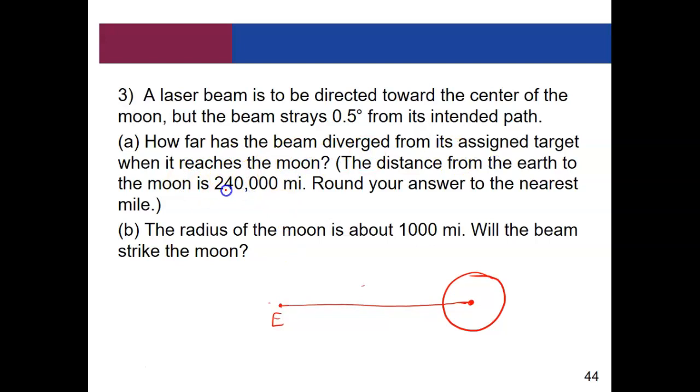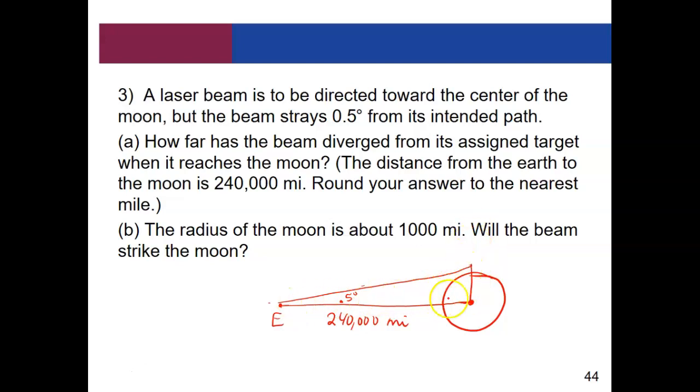So the moon is 240,000 miles. So 240,000 miles is going to be this distance in here. And so we're basically looking to see how far off it's going to be. Okay, so it's going to have diverted 0.5 degrees from where it originally was scheduled to hit. So if we're only off by half a degree, is that going to matter? Or is the beam still going to hit the moon? So we don't know if it's up here or down here somewhere that it's going to hit.